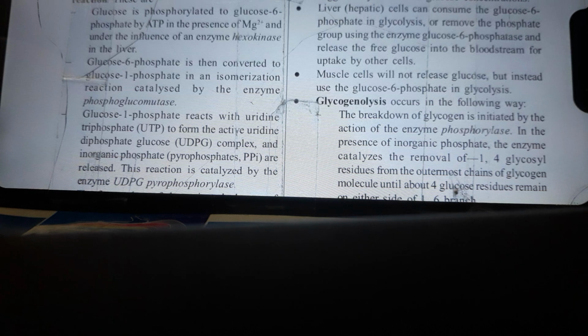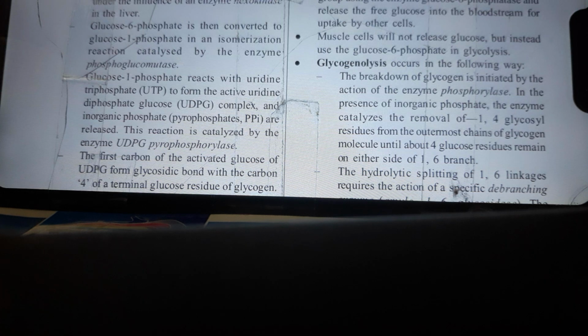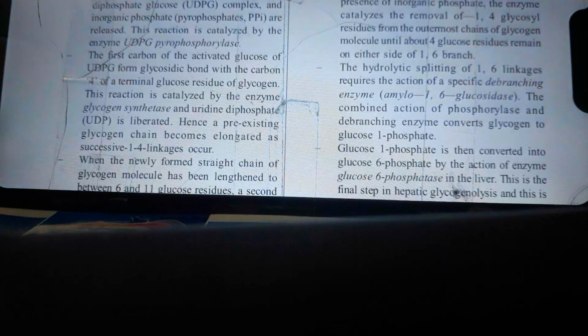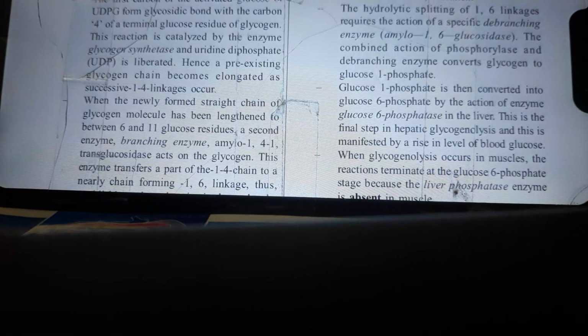I think I've explained this for the NET syllabus, so it's easier to understand now. So we have glucose 6-phosphate, which is then converted to glucose 1-phosphate in an isomerization reaction catalyzed by the enzyme phosphoglucomutase. Glucose 1-phosphate reacts with uridine triphosphate (UTP) to form the active uridine diphosphate glucose (UDPG) complex, and inorganic pyrophosphate (PPi) is released. This reaction is catalyzed by the enzyme UDPG pyrophosphorylase.